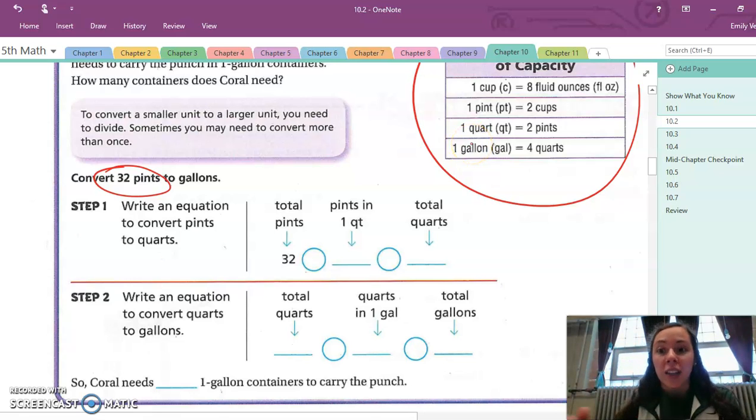Okay, blasting through it here. I know that I can do pints to quarts, so 32 pints. If we're going small to big, then we need to divide, and we're dividing by the smaller number. So there's 2 pints in 1 quart, so we'll divide by 2.